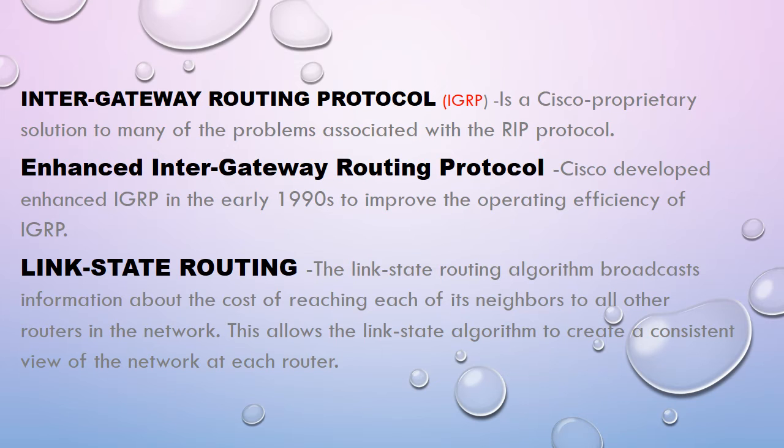Link State Routing. The link state routing algorithm broadcasts information about the cost of reaching each of its neighbors to all other routers in the network. This allows the link state algorithm to create a consistent view of the network at each router.